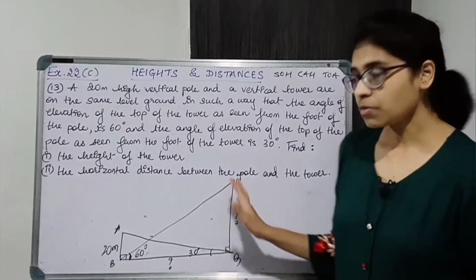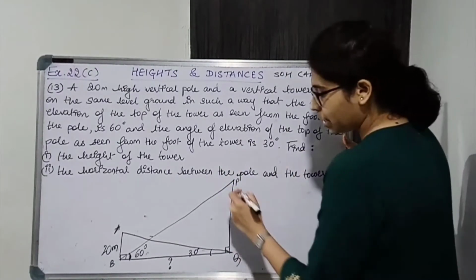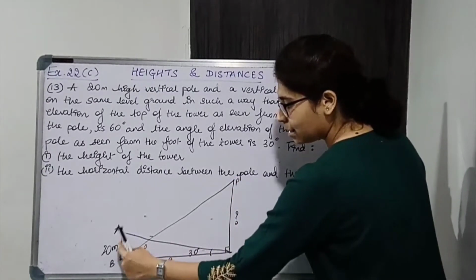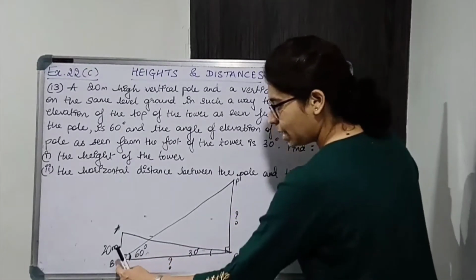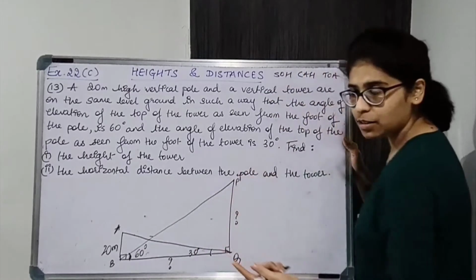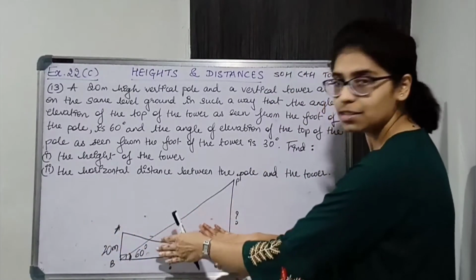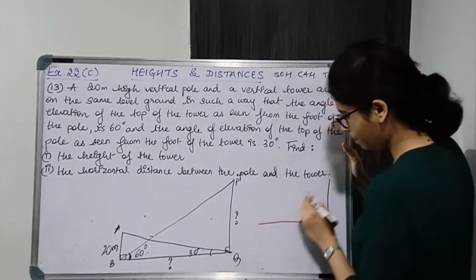Now which one can we find first? Let us see. Now there are two right angle triangles over here. PQB is a right angle triangle, and ABQ is another right angle triangle. So let us consider both the triangles separately, not look at this like this.